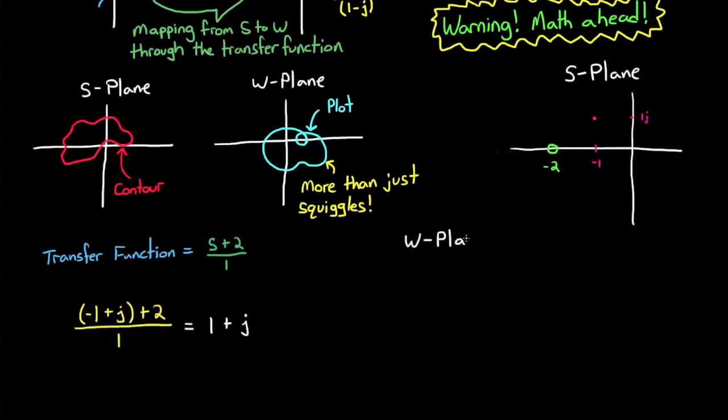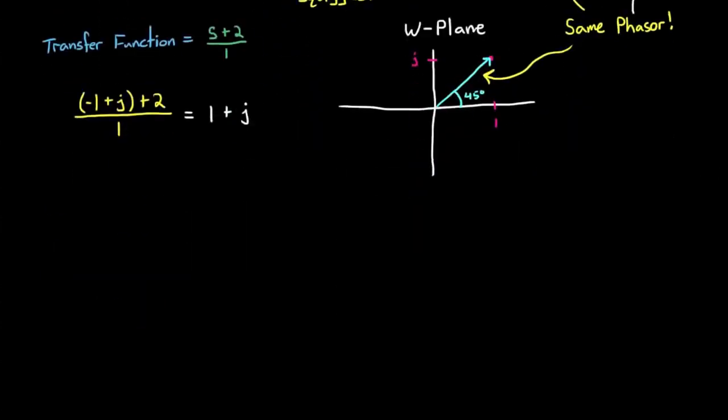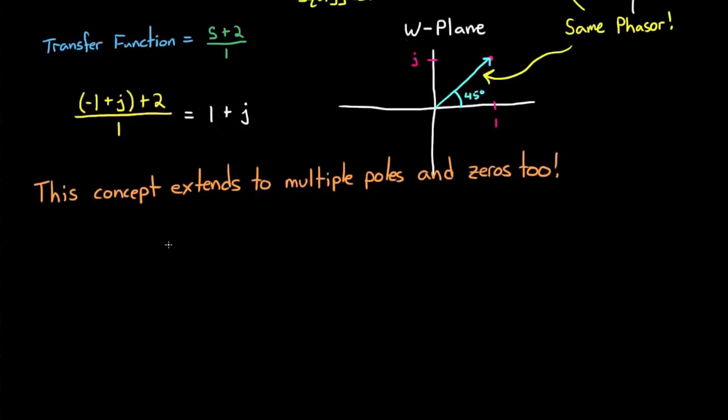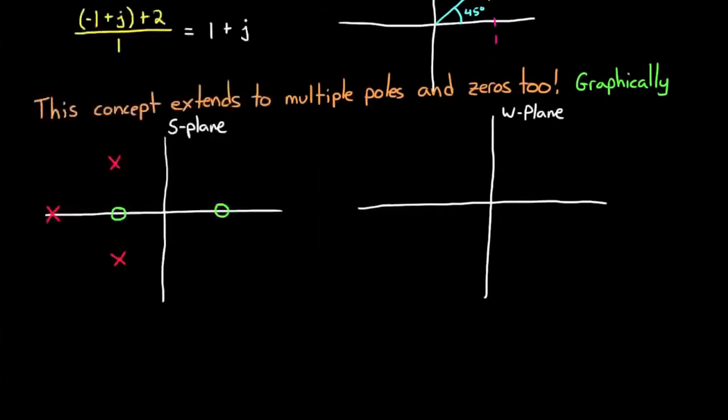Now here's the really interesting part. The phasor of the point in the w-plane is exactly the same as the phasor between the zero and the point we chose in the s-plane. And this concept extends to multiple poles and zeros as well. And what's nice is that you can figure out the mapping between the s-plane and the w-plane graphically. I'll show you how in this set of 3 poles and 2 zeros.